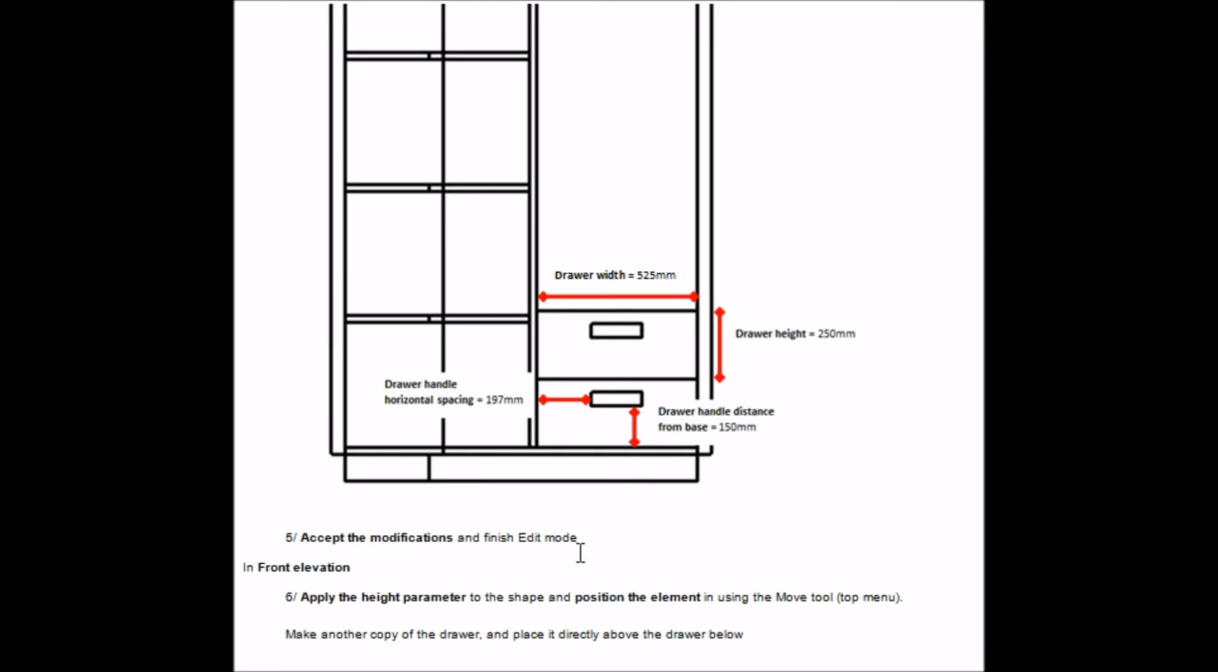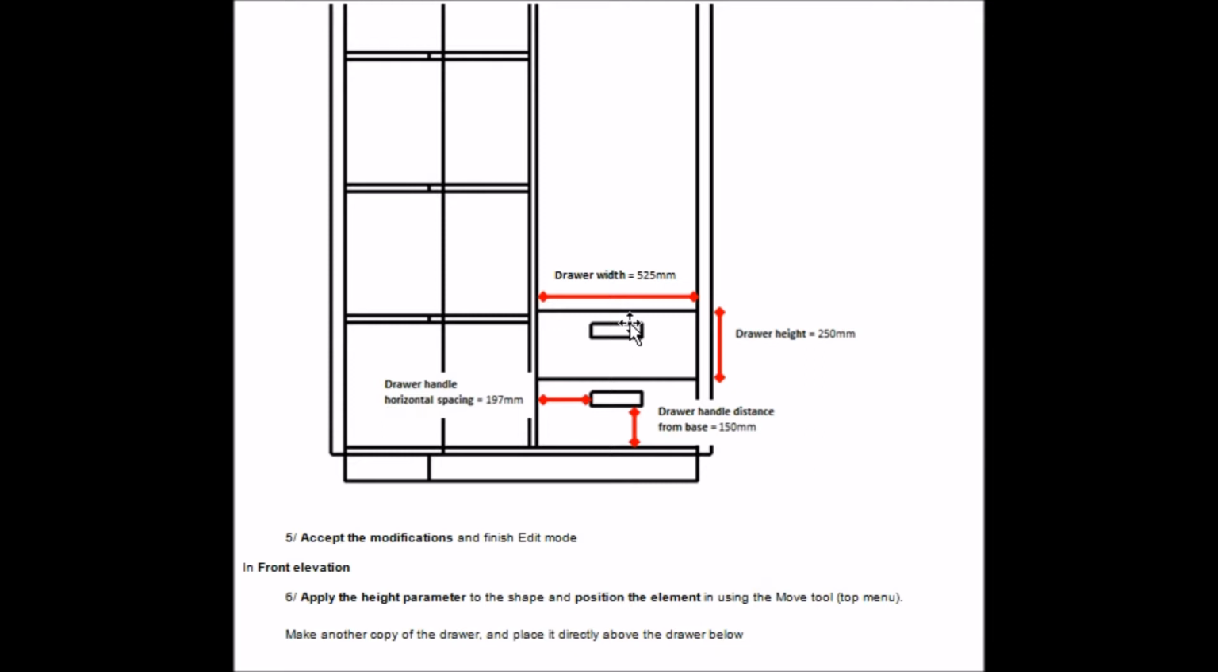And once you've done that, we set the modifications and finish edit mode, and then we switch to front elevation and apply the height parameter to the shape, position the element with the move tool, which is the drawer. So once we've positioned the first drawer, then we make a copy of it, and we then move that so that it's sitting directly above the first drawer. So you make one drawer, make a copy of it, and then move it to sit on top of the first drawer.